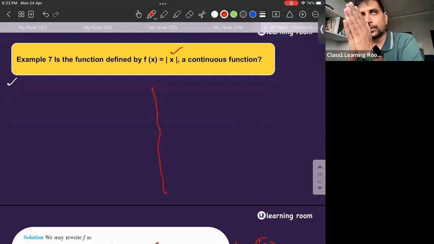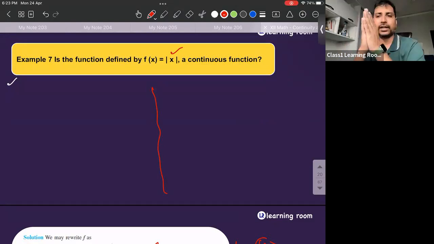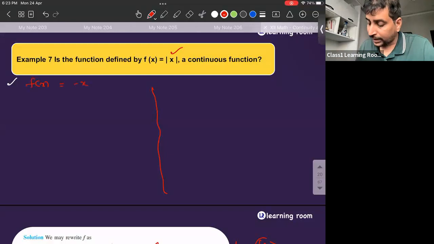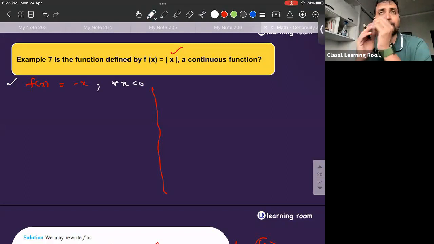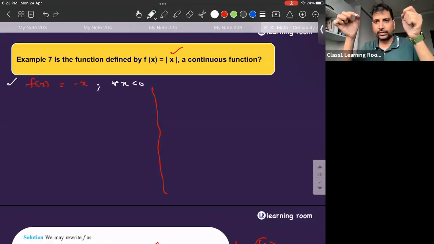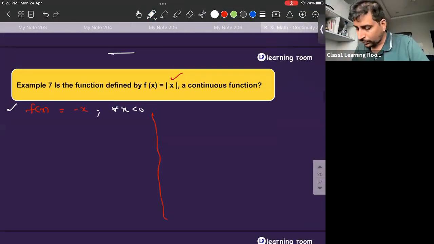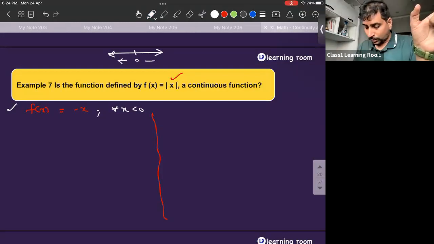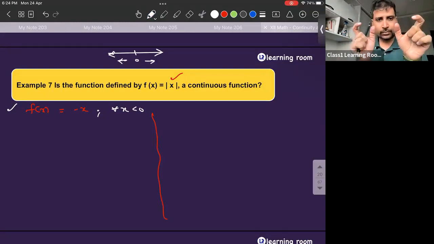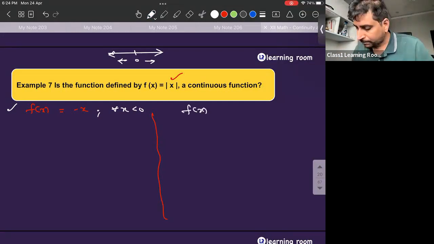Since mod x is a function which is broken into a positive part and a negative part, f of x will be negative of x for what values? For all values of x that are less than 0, in the domain of real numbers itself. This is where 0 is. On the left of 0, the function is minus x. On the right of 0, the function is plus x, when x is greater than or equal to 0. I hope that point is clear.